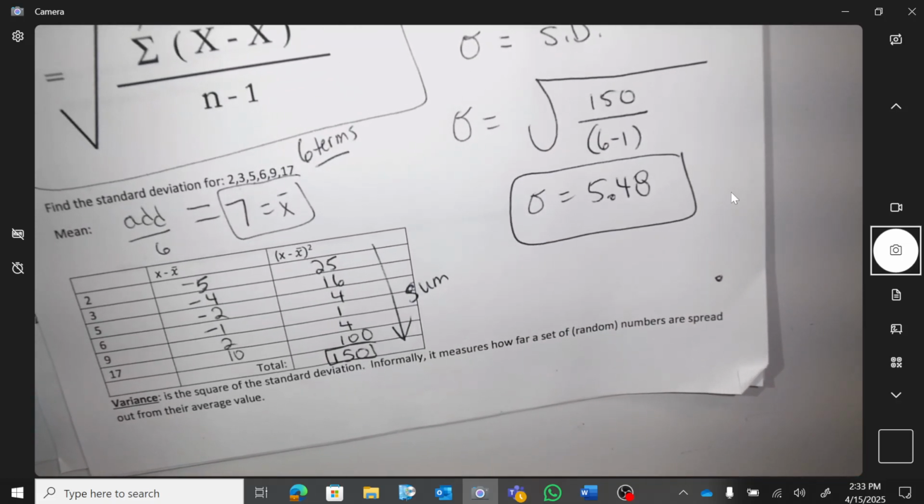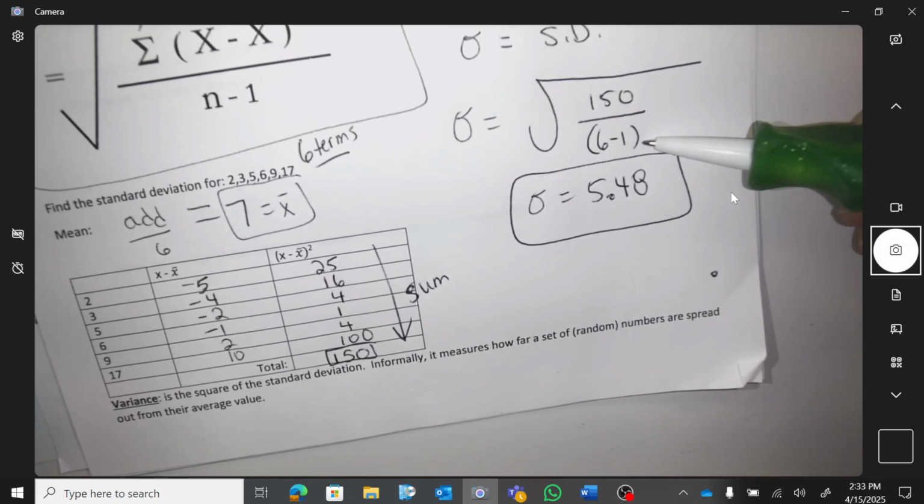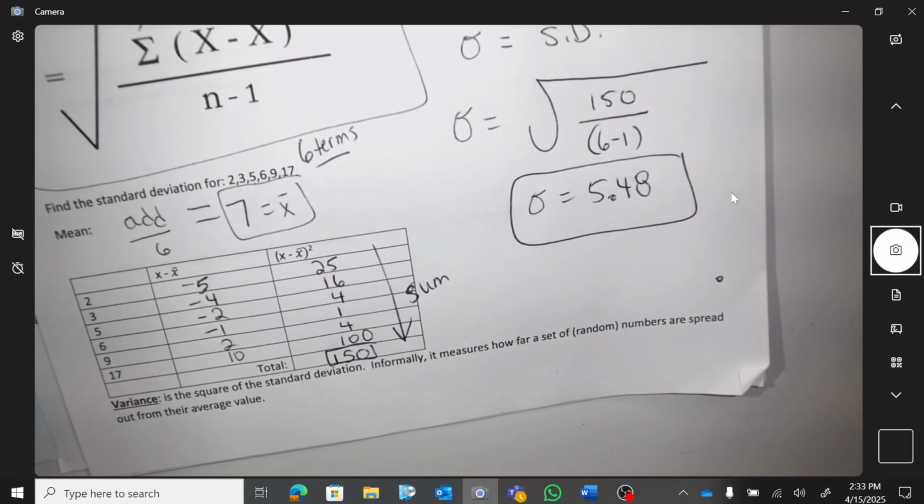Well, that is what I got. I had done 150 divided by 5, and then I square rooted it. I forgot the root, and I was like, well, 30. Then I was like, what's that? The square root. Yeah. 5.4... 5.477, that was your answer. Yeah, you can go 5.477 if you want.